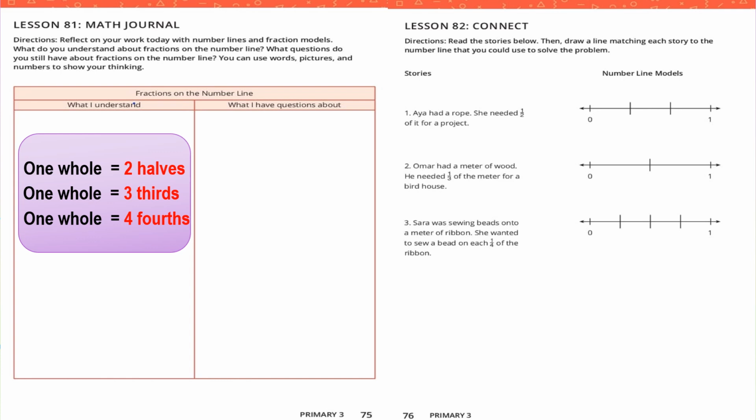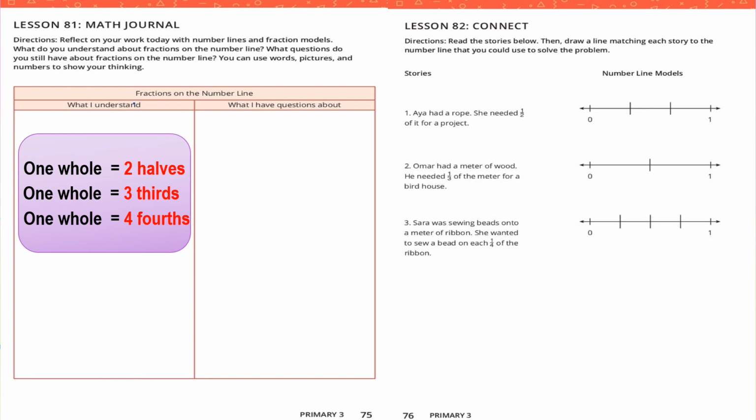The next page, lesson 82, the connect part. Here we have stories and number lines. We want to match each story to its number line. Number 1. Aya had a rope. She needed one half of it for a project. The first step here, our fraction is 1 over 2.